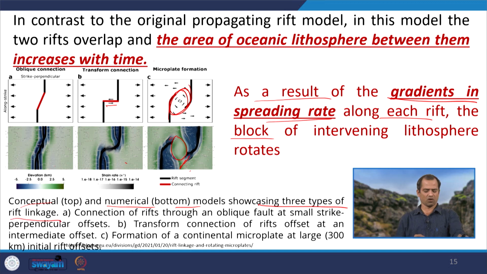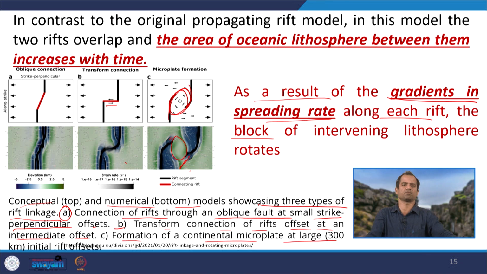The connection 1, or this first one, is the connection of rift through an oblique fault, with small strike perpendicular to this offset, and in B, it is a transform connected to a rift offset at an intermediate offset, and C is the formation of a continental microplate at a large 300 kilometer initial offset. So, that is why, depending upon this offset here, whether this microplate will develop or not develop depends upon that.